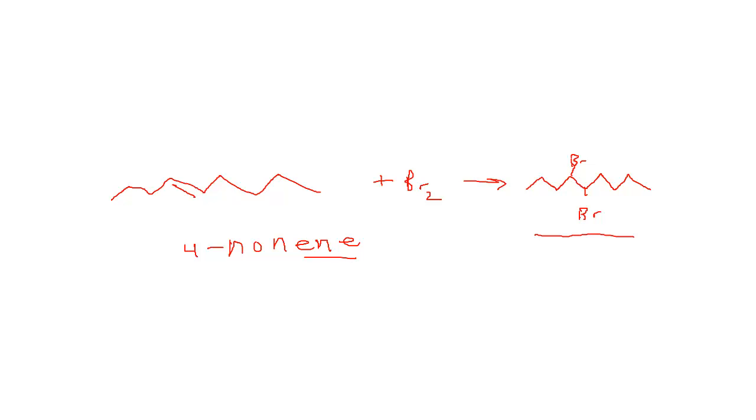Well, again, it's an alkyl dihalide. We would look and see this is carbon 4, this is carbon 5, so we would say 4,5-dibromononane. All right. So this is an addition reaction, because here's a reactant, and you've added that to the chain.